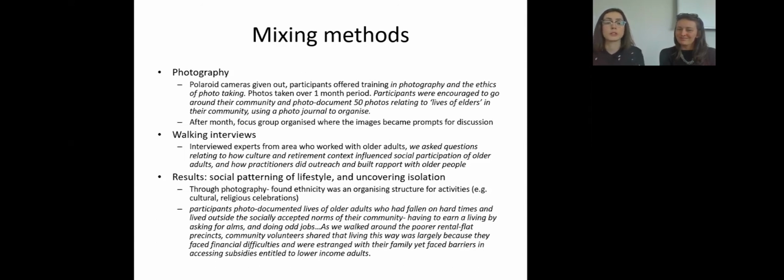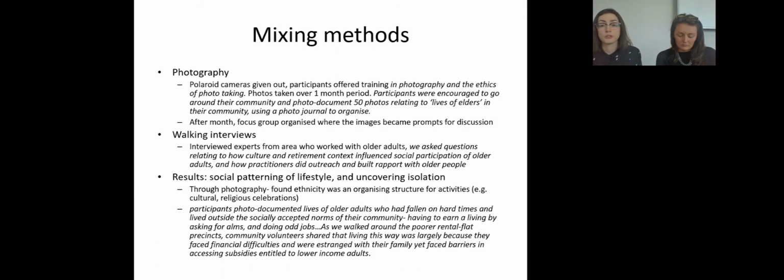They also used walking interviews for the interviewed experts from the area. So this is interesting. One method used one participant group, another method used another, and then they were able to compare and contrast how each group could see the same neighbourhood. So the experts worked with older adults and asked questions relating to how culture and retirement context influence social participation of older adults, and how those practitioners used outreach work and built rapport with older people.